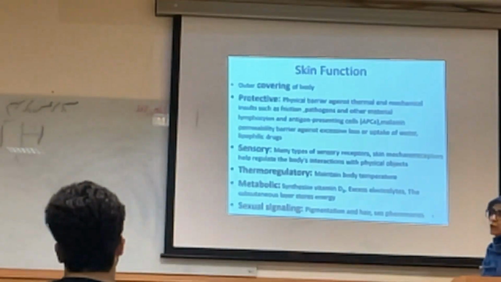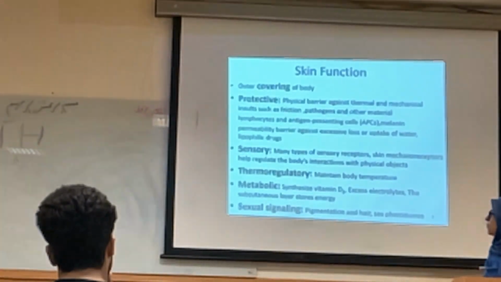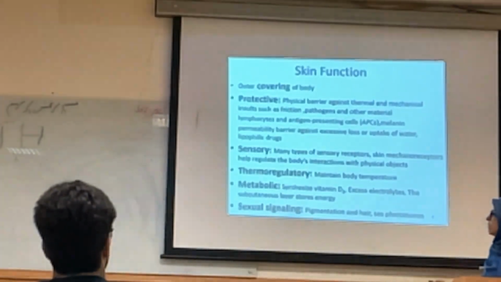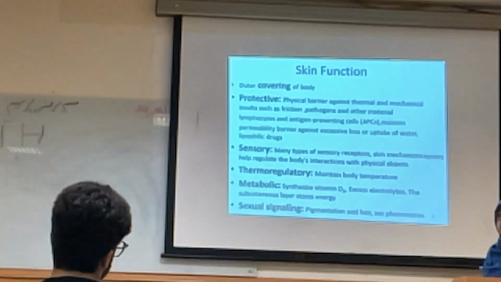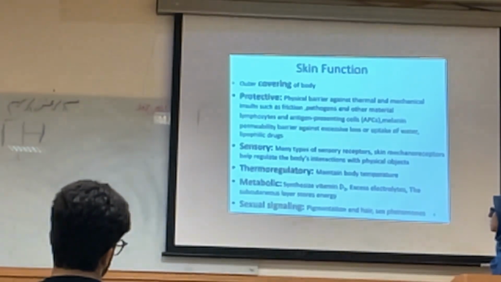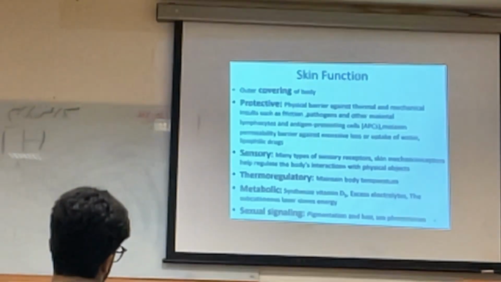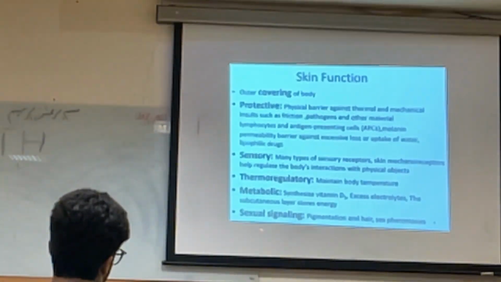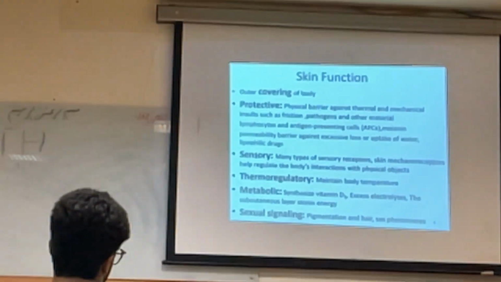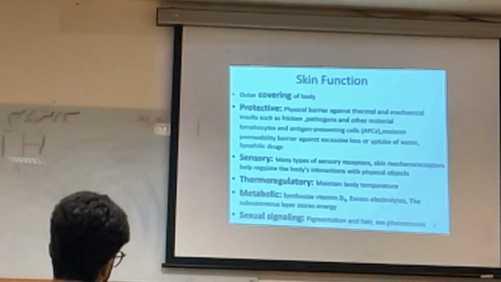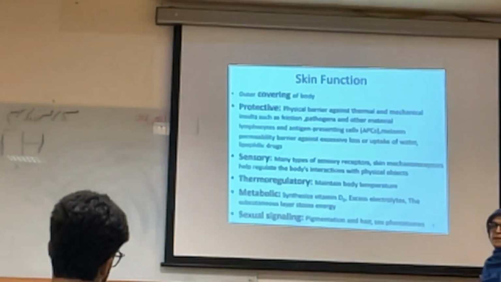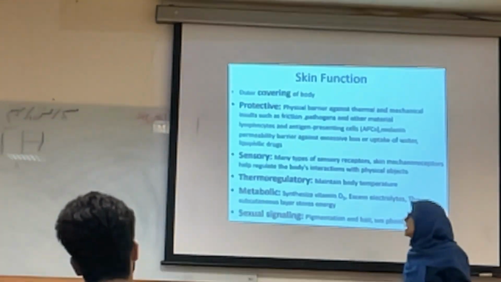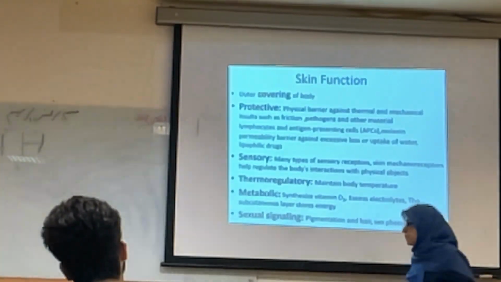It is a metabolic organ in the human, involved in the synthesis of vitamin D3 with sunlight, and also the excretion of excess electrolytes by the sweat glands. And finally, it can act as a sexual signal because of the pigmentation, hair, and some cells in the skin that are involved in this function.